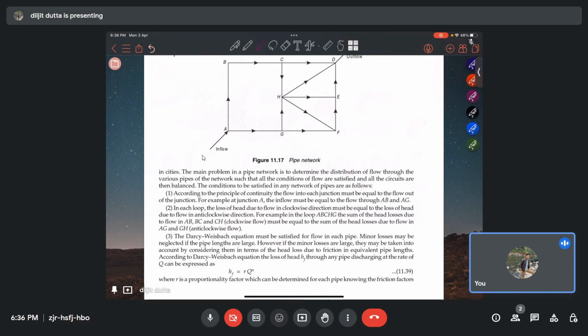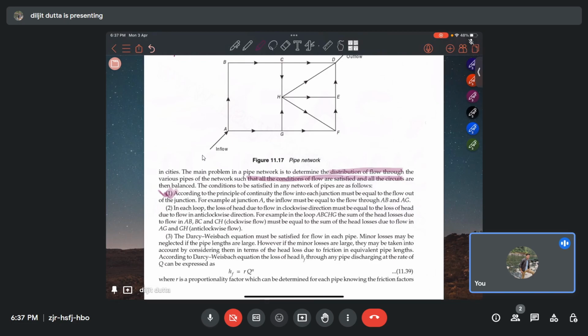So the main problem in a pipe network is what will be the flow in the different pipes in the network. To find the flow in the different pipes, we have to see what are the conditions of the flow that need to be satisfied. The first thing that we need to take care of is the principle of continuity, that the flow into each junction must be equal to the flow out of each junction.